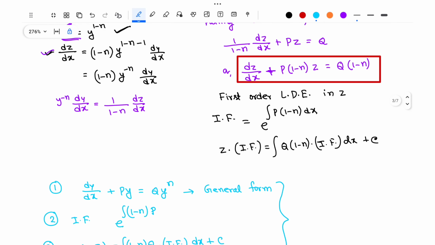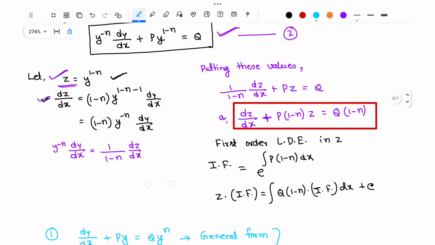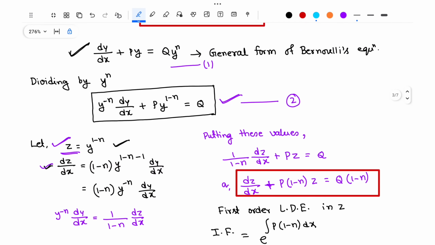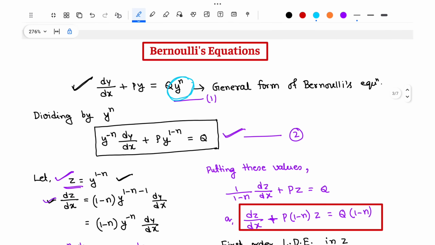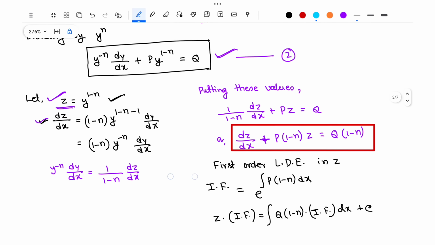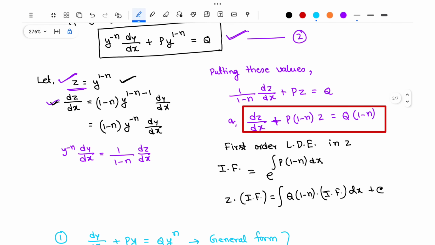But let me tell you frankly that here I have multiplied y to the power n on the right hand side, but it is not necessary that the equation will always be multiplied by y to the power n. Maybe there is some trigonometric function or some logarithmic function of the dependent variable, anything. Actually, this is the general form of Bernoulli's equation, but it is not always obvious. Just remember the process.